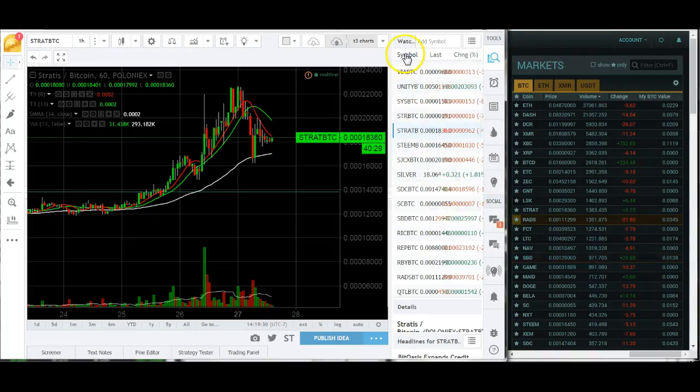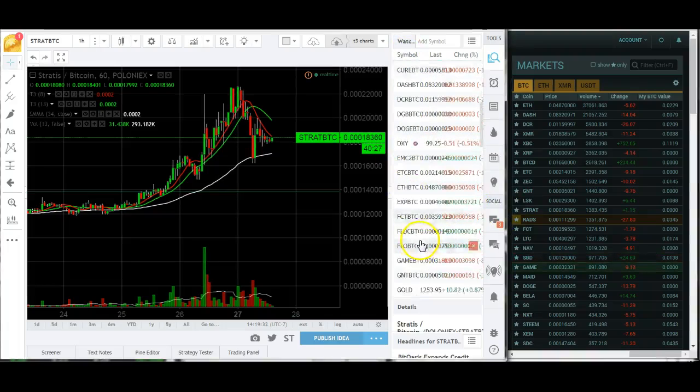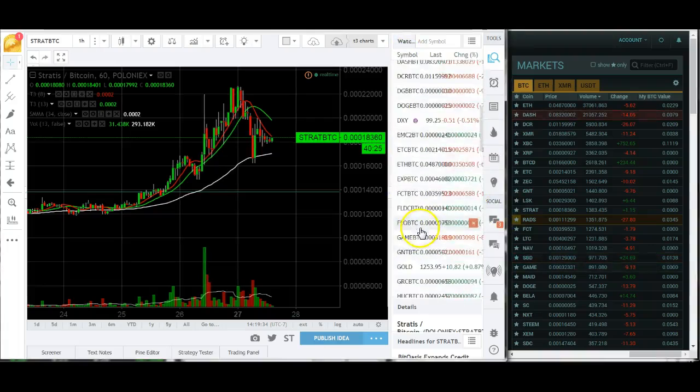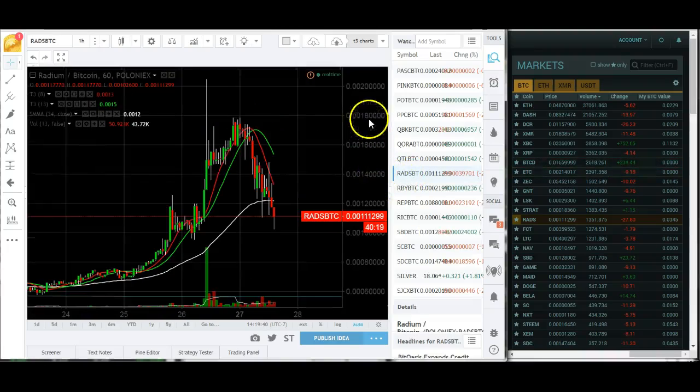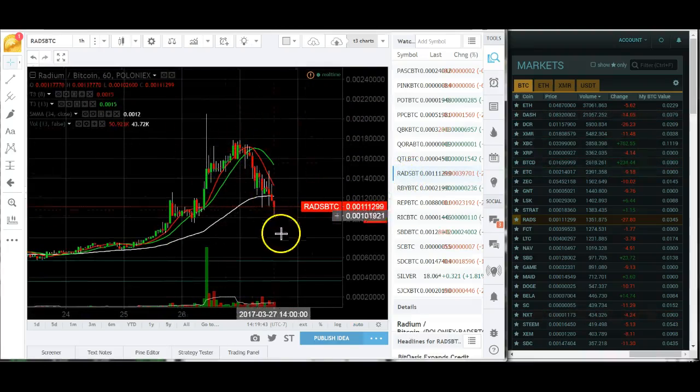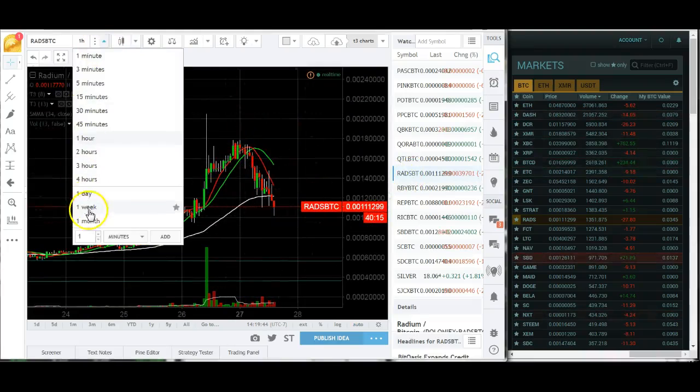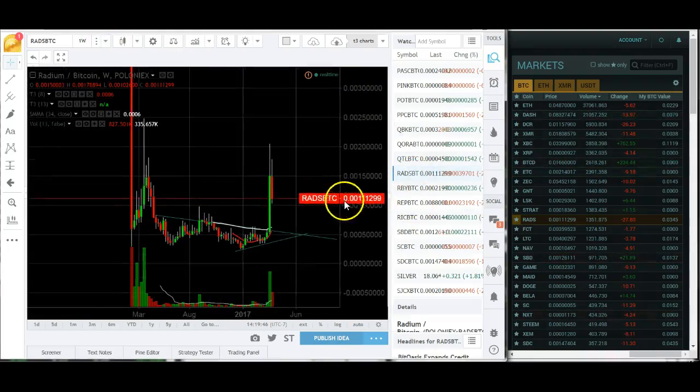Rads, this one ran. I think I mentioned this one on my last video, but I can't remember. Anyways, I caught the run. Now it's coming back into support. Where's that support? Let's look at our weekly.